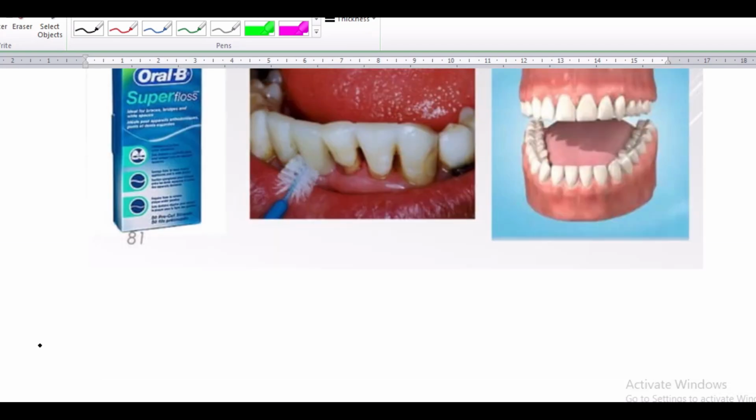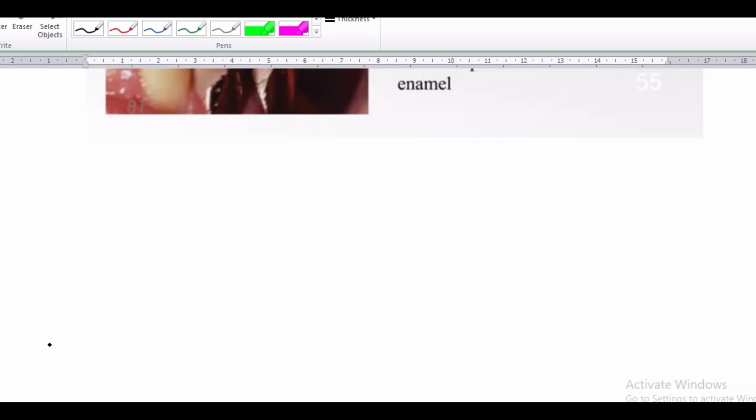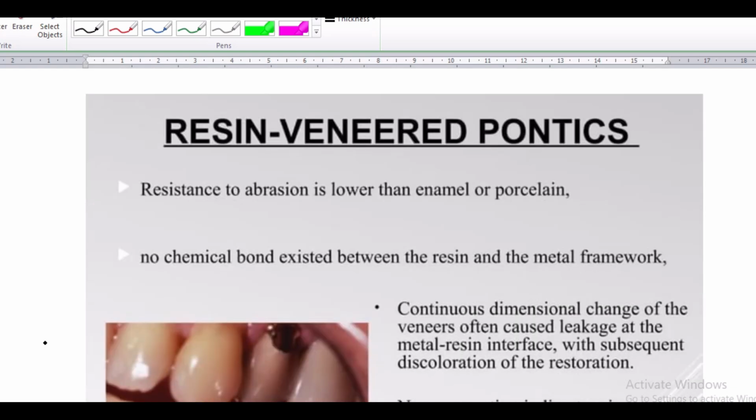They can be metal ceramic pontics. They are biocompatible, aesthetic, and straightforward to fabricate. They are indicated in most situations and contraindicated in long span bridges.